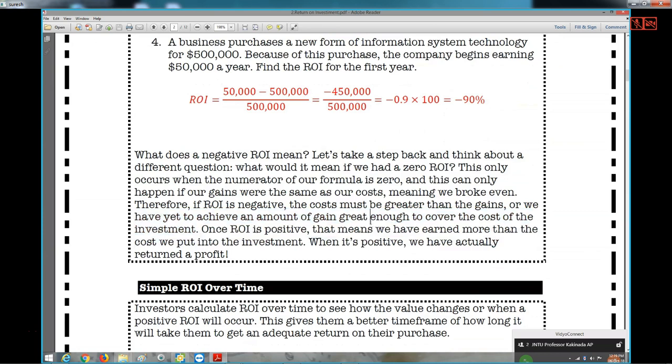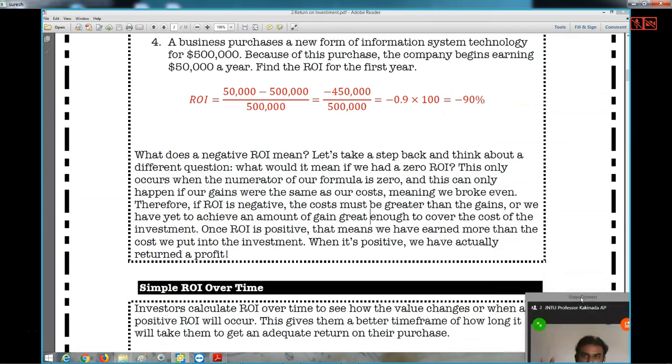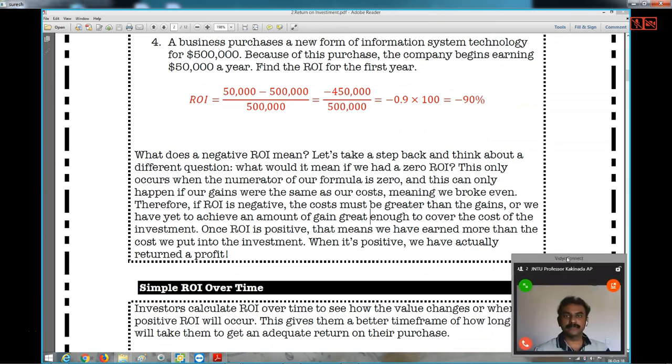Simply, we are going to tell that if return on investment is positive, we have gain. If return on investment is negative, we have loss. So these are the two simple landmarks we are going to see. Return on investment is positive, we have gains or profits. If return on investment is negative, we are in loss. Still, we have to acquire more money in order to meet the capital investment that we have invested.